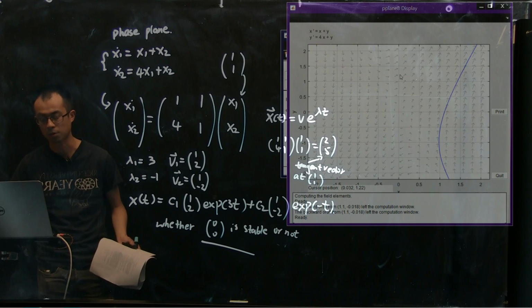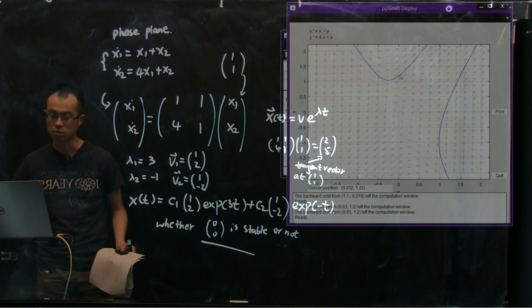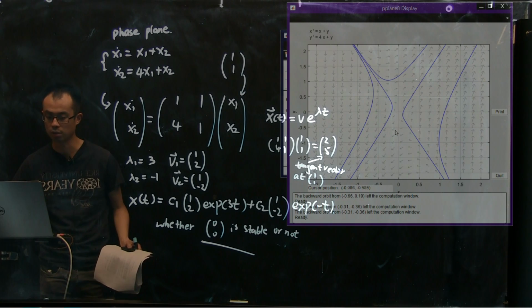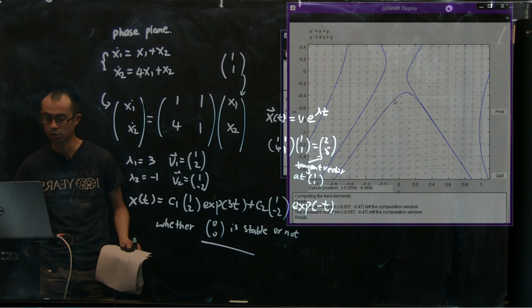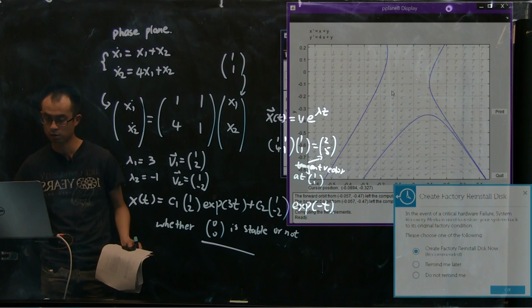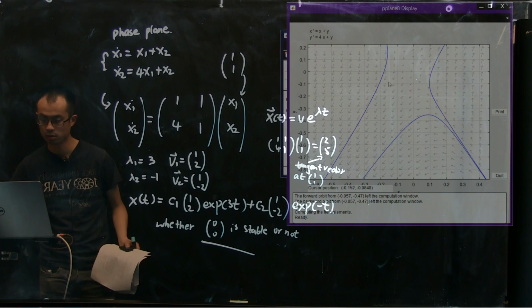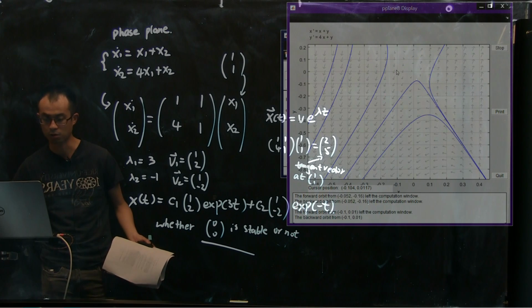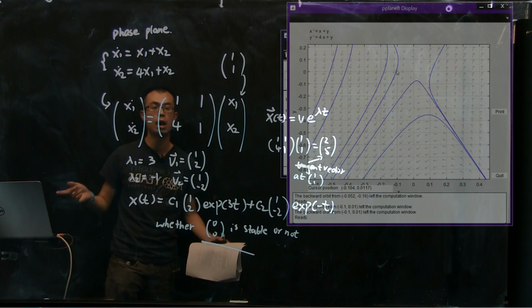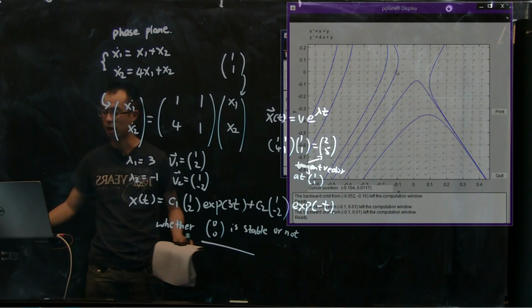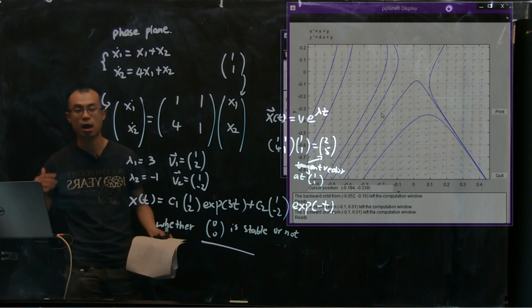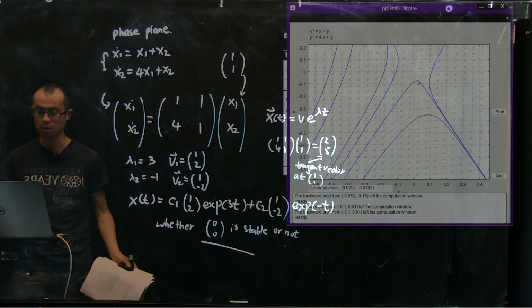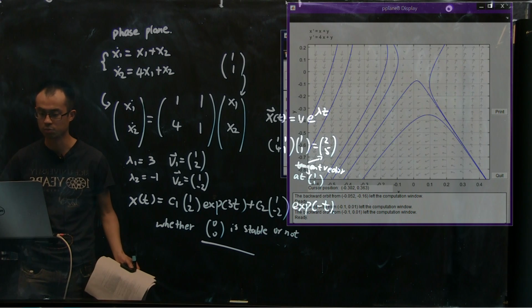And you can plot more. For example, if I give the initial condition here, here, here, here, and here, you can play around with that. So these lines are all solutions, and you can see all these arrows are tangent to our solutions. And there's a fixed point right here, which is 0, 0. You can see this is our fixed point.